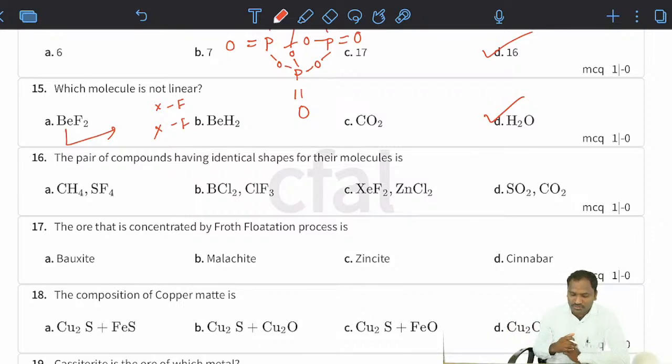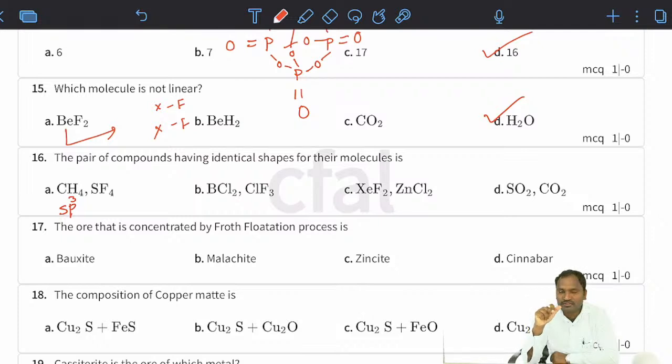The pair of compounds having identical shapes for their molecule is CH4. If you take sp3, same method you apply, students. sp3 hybridization you will get. SF4, you can count on fingers also. Sulfur belongs to 16th group, so it has 6 valence electrons. 4 fluorines can form 4 bonds.